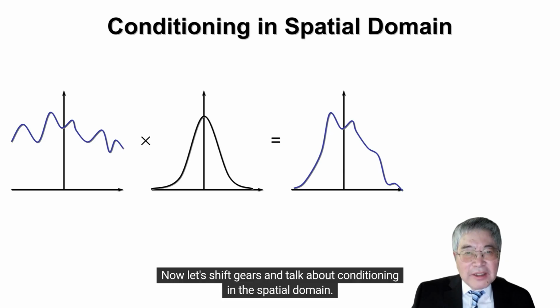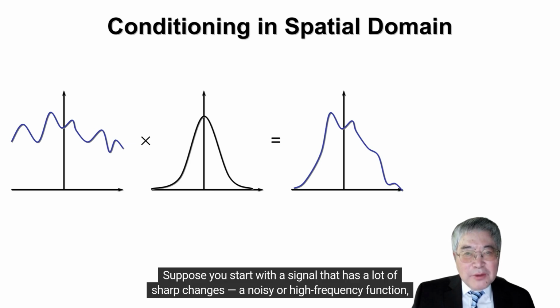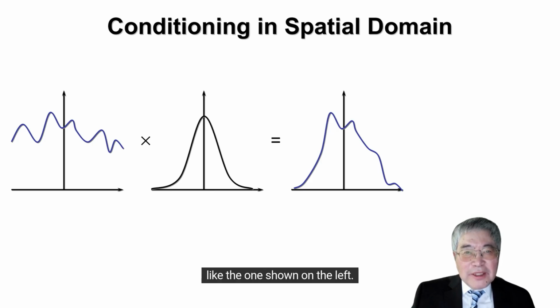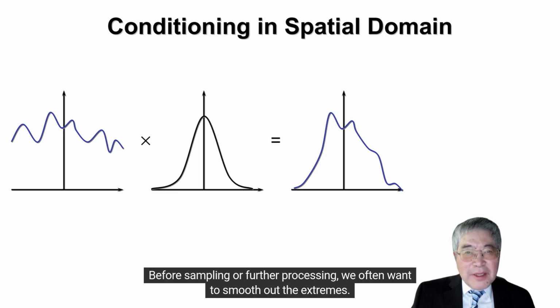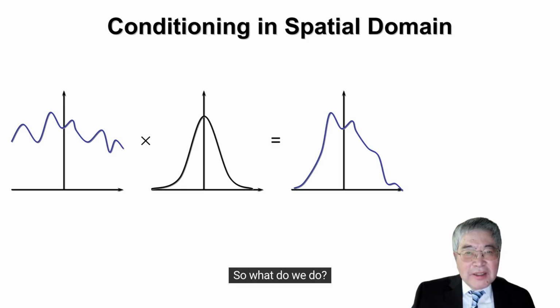Now let's shift gears and talk about conditioning in the spatial domain. Suppose you start with a signal that has a lot of sharp changes, a noisy or high frequency function like the one shown on the left. Before sampling or further processing, we often want to smooth out the extremes. This helps avoid issues like aliasing or instability in reconstruction. So what do we do?